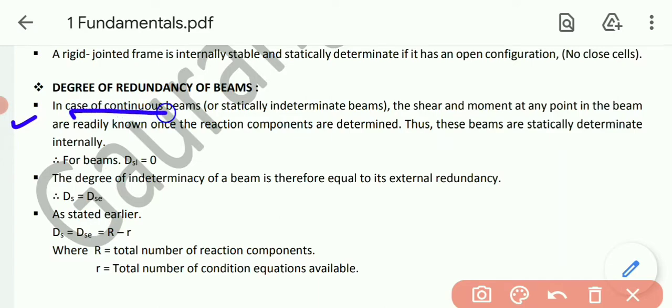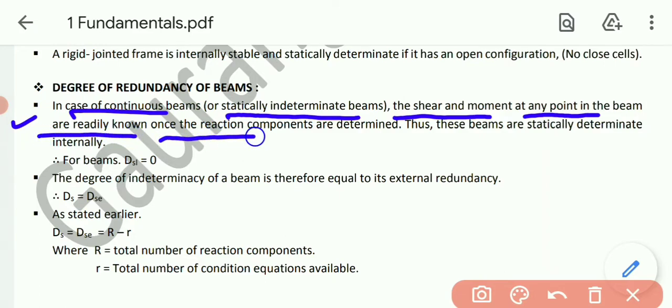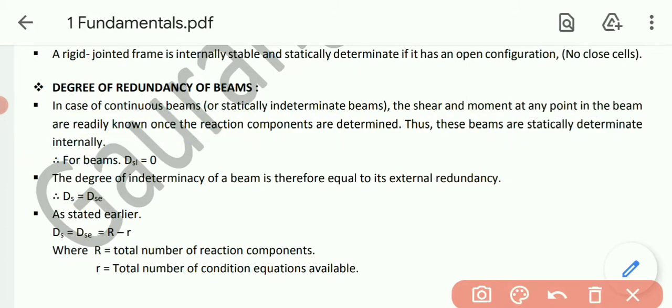In case of the continuous beam, or we can say statically indeterminate structure, the shear and the moment at any point in the beam are readily known once the reaction components are determined. Obviously, if we can calculate the reactions, then we can calculate shear as well as bending moment at any point. Thus these beams are statically determinate internally. So, as it is internally determinate, we can say for beams DSI equals 0. DSI means degree of static indeterminacy, or we can say internal.